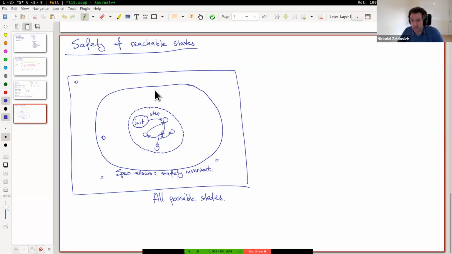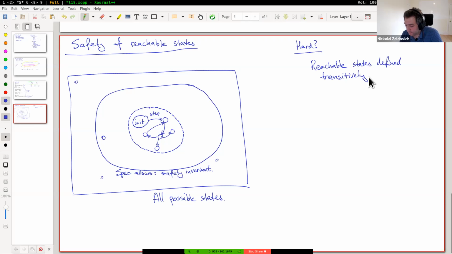The problem that Ivy is really struggling with, and I4 is all struggling with, is how do you characterize this thing in the dashed line? And the reason it's a little bit hard to pin down this dashed bubble is sort of twofold. One is that reachable states are defined in this very transitive way, so you don't have a closed formula that says, given a state, is it reachable or not?